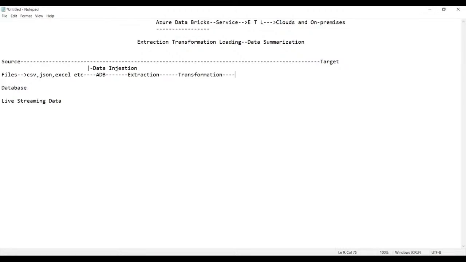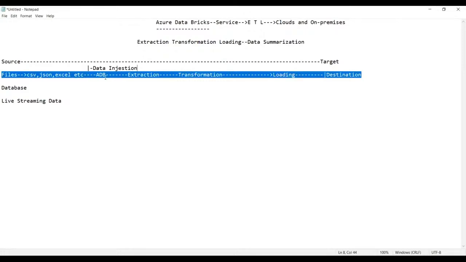And once the transformation is done, finally what do we do? We perform the loading. Loading the data into the target. That is called the destination. Destination or target. Getting my point? So this is how we can make it out using this.